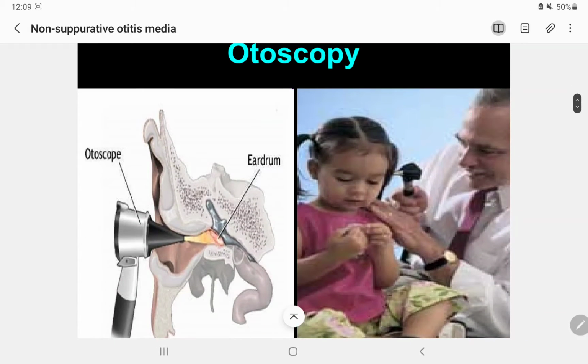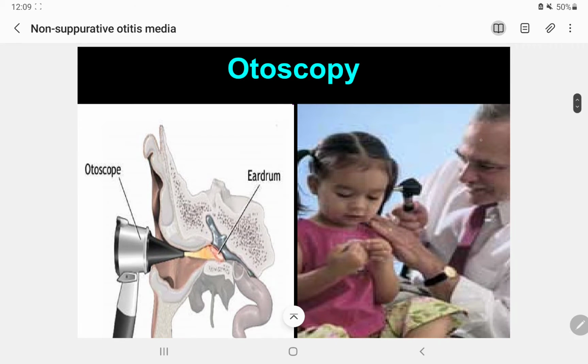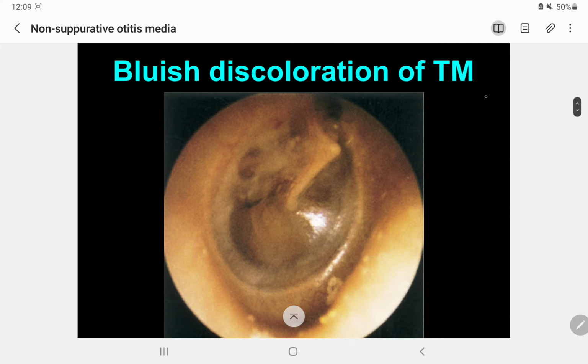So on otoscopy, we can see here a doctor is looking through the otoscope inside the ear of the child, right? Sorry, at the tympanic membrane. So what are the features that he is seeing? So this is what he's seeing, right? We can't appreciate it so well, but we can see it is yellowish and brown, so that makes it look blue, right? So the color of the tympanic membrane is slightly blue, right?